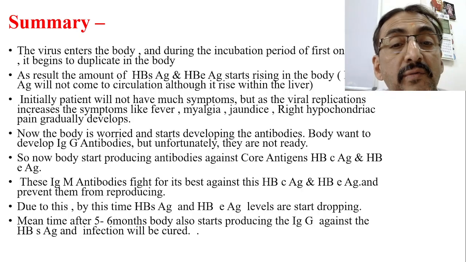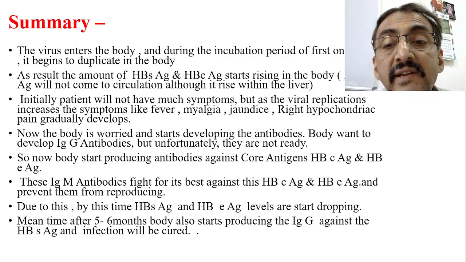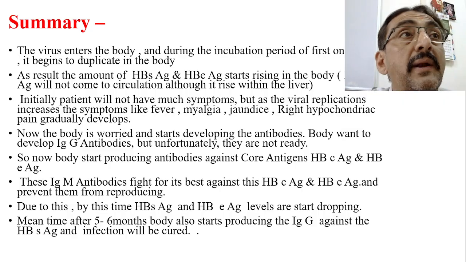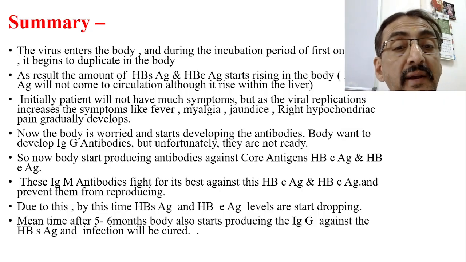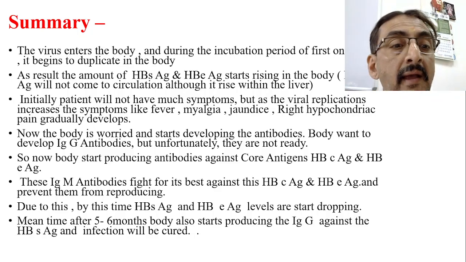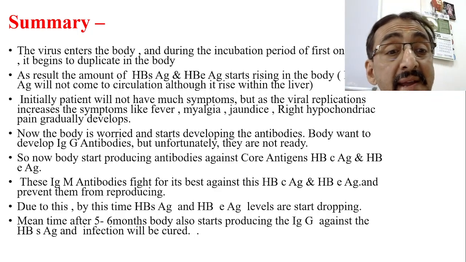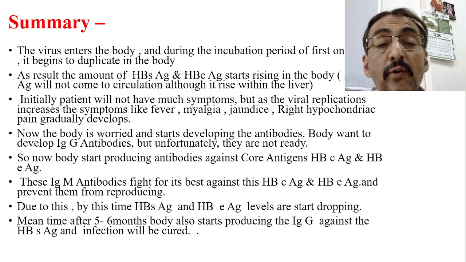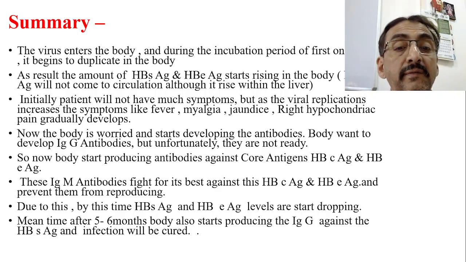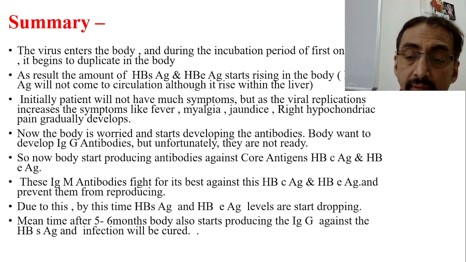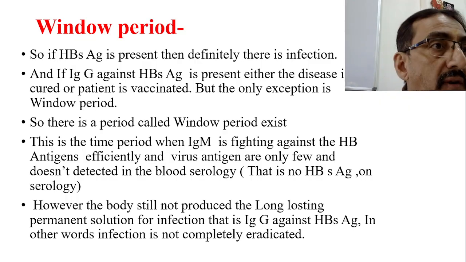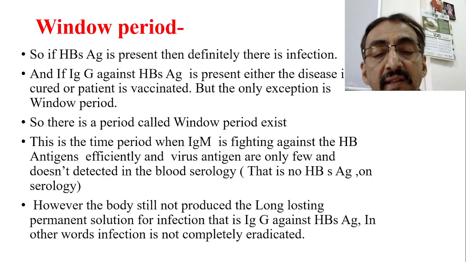These IgM antibodies fight their best against the HBs and HBe antigens and prevent them from reproducing. Due to this, by this time HBsAg and HBe levels start dropping. Meantime, after 5 to 6 months, the body also starts producing IgG against the HBsAg and the infection will be cured. Now there is another important thing which is called the window period, that we will discuss in the next class.